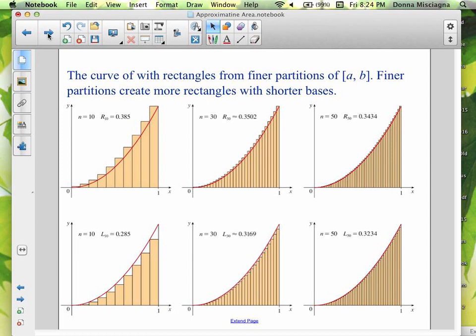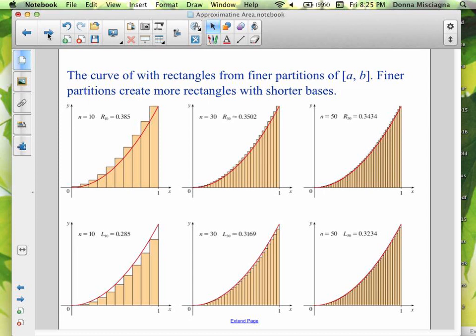For 30 rectangles, the right Riemann sum was 0.3502, and then the left Riemann sum was 0.3169. Okay? So interestingly, they're getting closer together. The left is getting a little larger because it's less of an underestimate, and the right is getting a little smaller. It's less of an overestimate. And then with 50 rectangles, they're even closer. We've got the right Riemann sum at 0.3434 and the left Riemann sum at 0.3234.